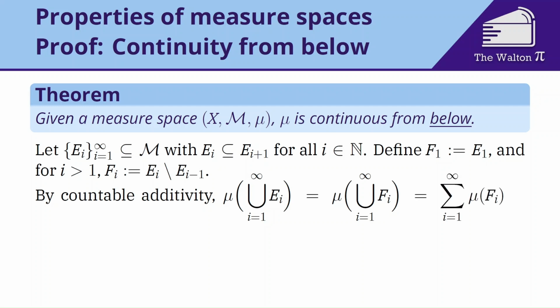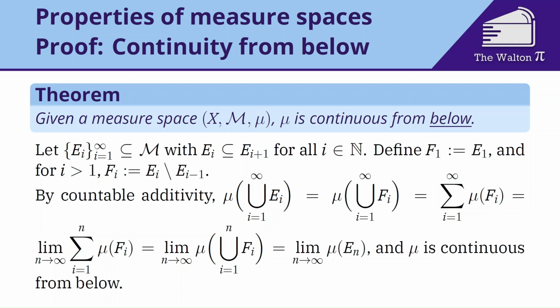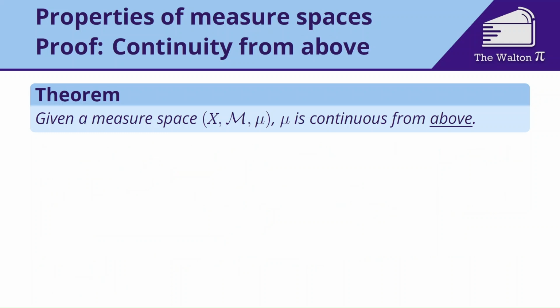Countable additivity tells us that's equal to the sum of the measures of the F_i's, which is then the limit, just using the definition of limits, because these are all, at this point, real numbers, so that's the limit of the sum of the mu of F_i's, which is the limit of the mu of the union of the F_i's, which is going to be the limit of mu of E_n, and thus mu is continuous from below.